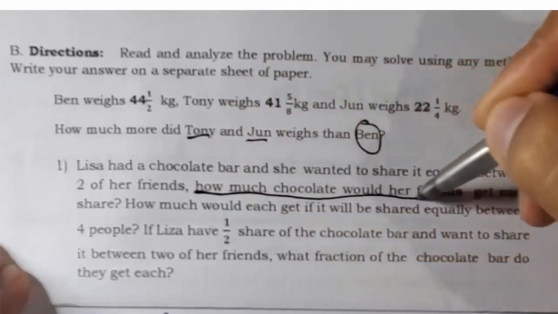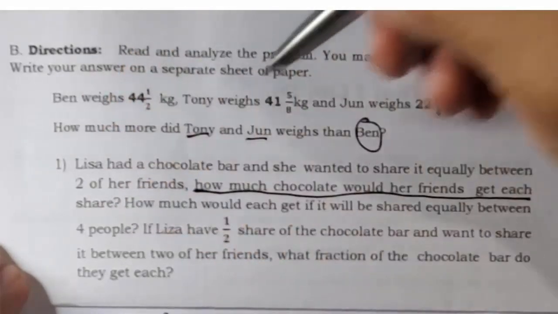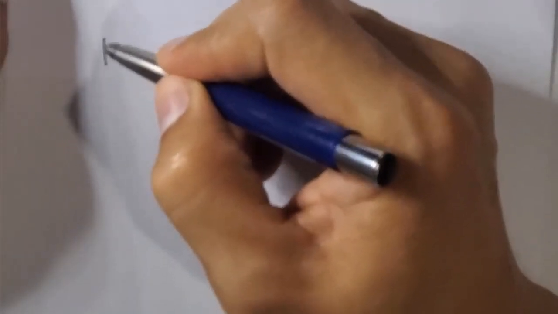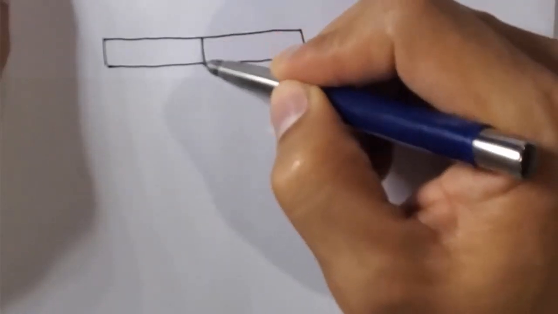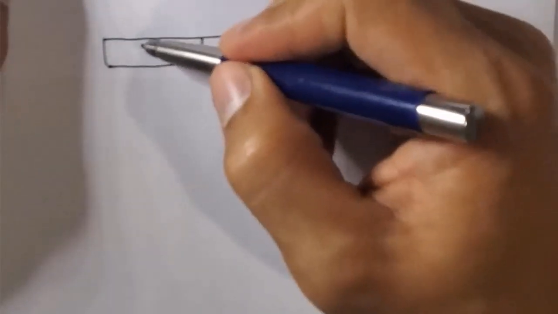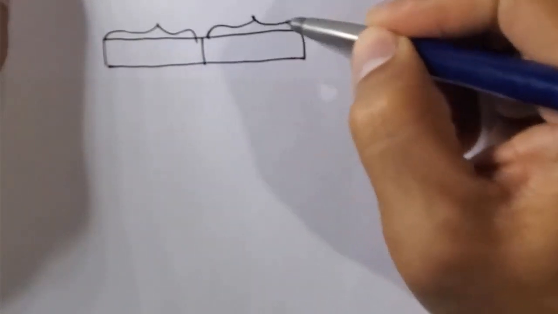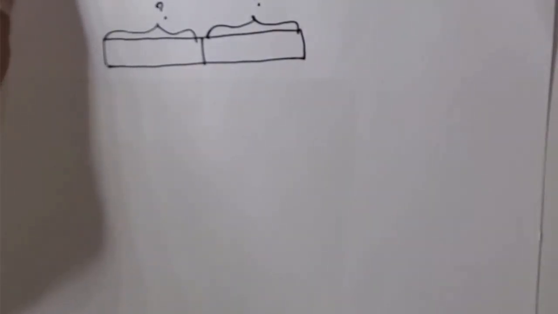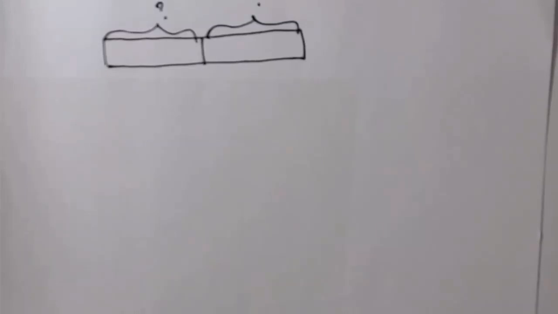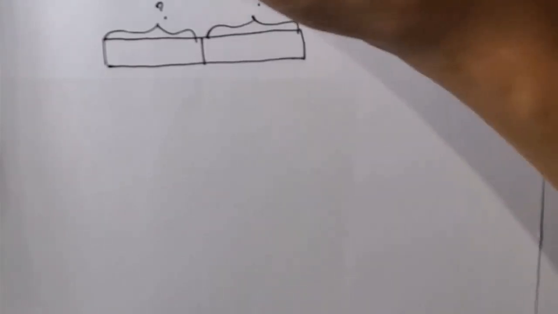How much chocolate would her friends get each share? Remember that if this is the chocolate bar, and if two friends will share from the chocolate bar, so what fraction is this and what fraction is this? So that is the answer for the first question, if her two friends will share that chocolate bar. Of course, our next problem: how much would each get if it would be shared equally among 4 people?